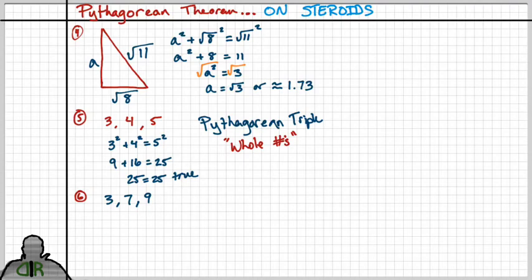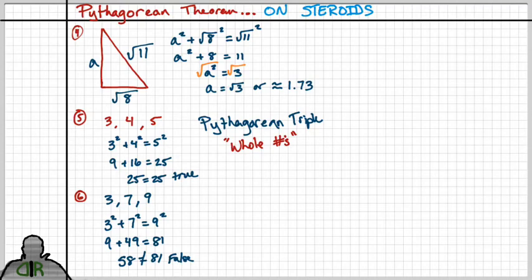Let's see if this one works. So we're going to plug it into our Pythagorean theorem. Which one goes in the hypotenuse slot? The longest one, so that should be 9. So therefore it's 3 squared plus 7 squared is 9 squared, okay? 9 plus 49, does that equal 81? No, it does not. So 58 does not equal 81, so therefore false.